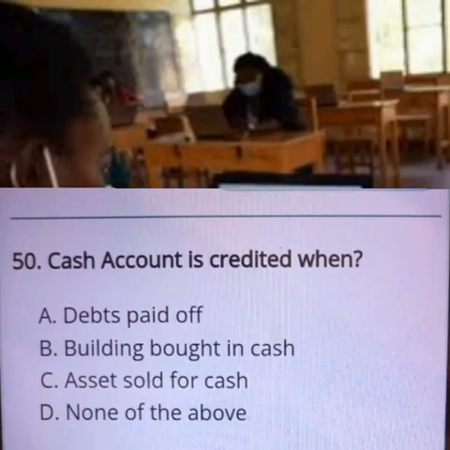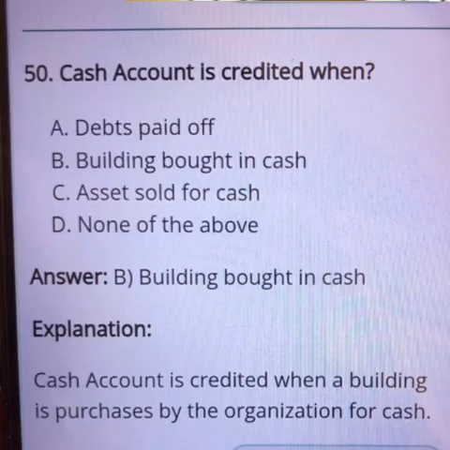Question number 50. Cash account is credited when? A. Debts paid off. B. Building bought in cash. C. Asset sold for cash. D. None of the above. Answer B. Building bought in cash.